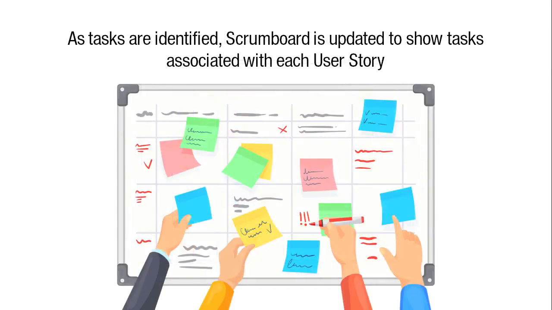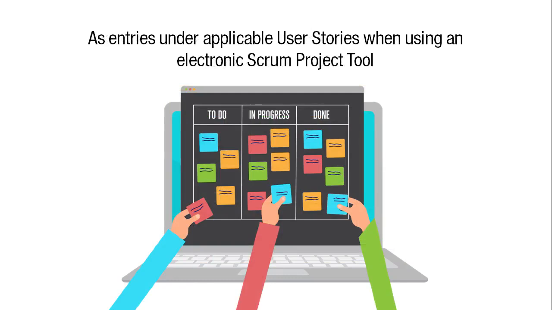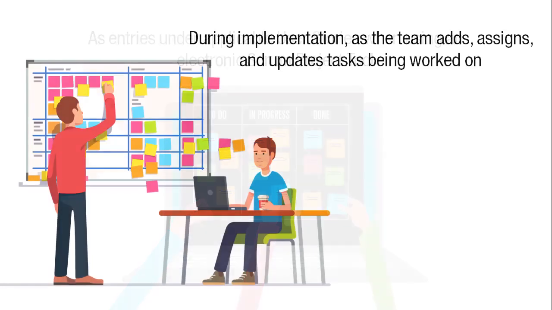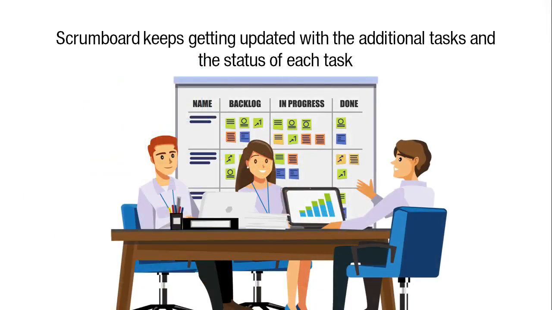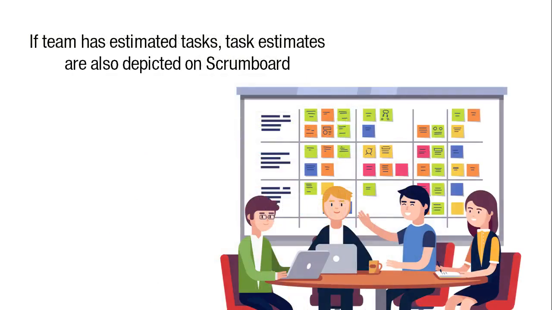Another mandatory output of this process is updated Scrum board. As tasks are identified, the Scrum board is updated to show the tasks associated with each user story. Tasks are typically shown on sticky notes placed on a physical Scrum board or as entries under the applicable user stories when using an electronic Scrum project tool. During implementation, as the team adds, assigns, and updates tasks being worked on, the Scrum board keeps getting updated with the additional tasks and status of each task. If the team has estimated the tasks, the task estimates are also depicted on the Scrum board.